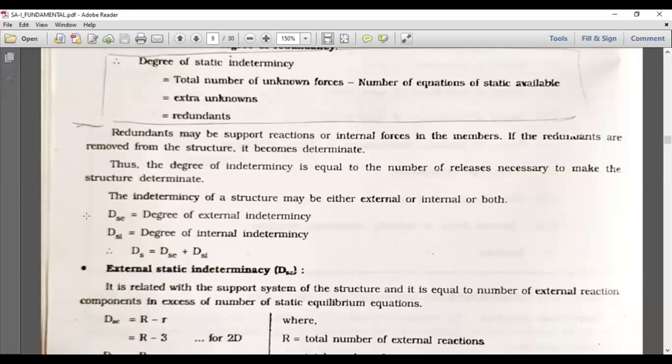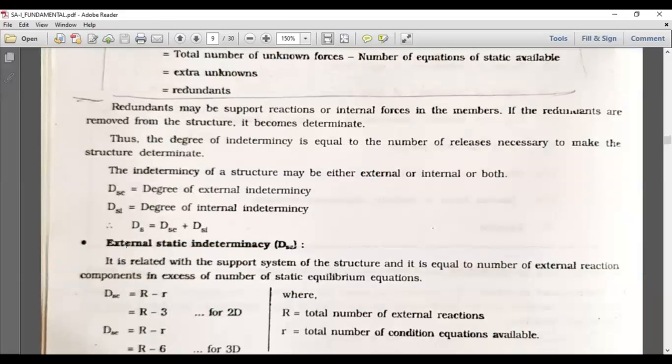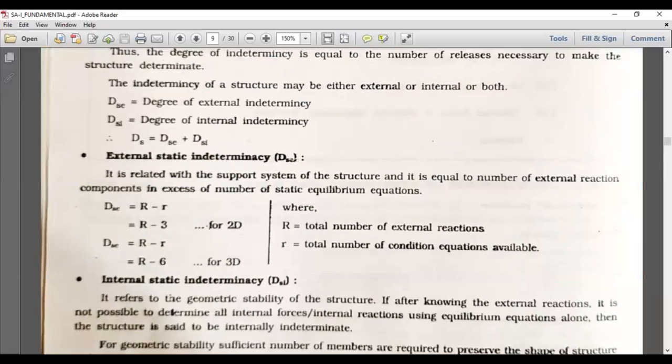DSE is equal to degree of external indeterminacy. We know degree of static indeterminacy means DS, but E stands for external and I stands for internal. That's why we put DSE and DSI. That's why the equation is DS equals DSE plus DSI.